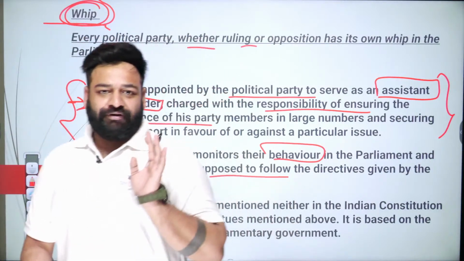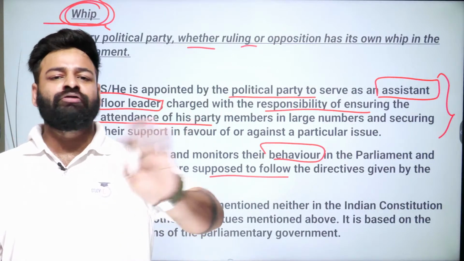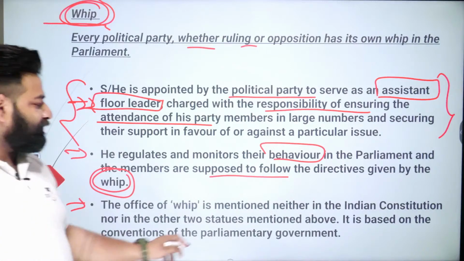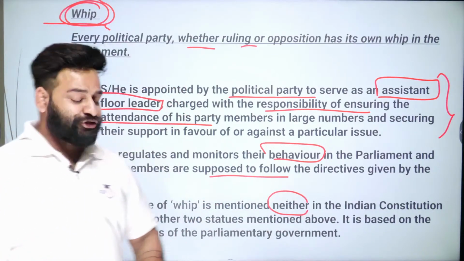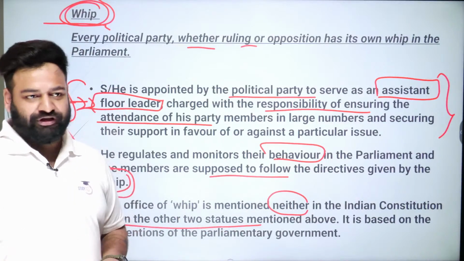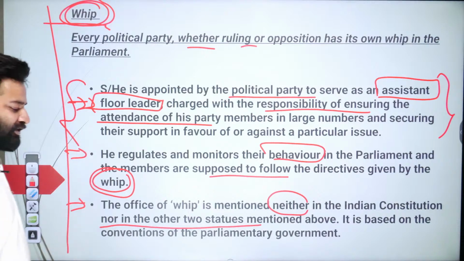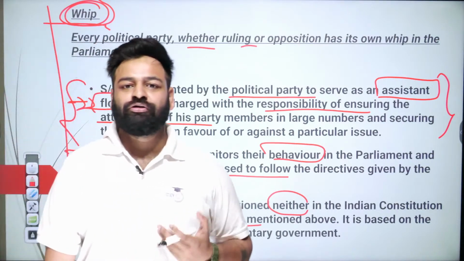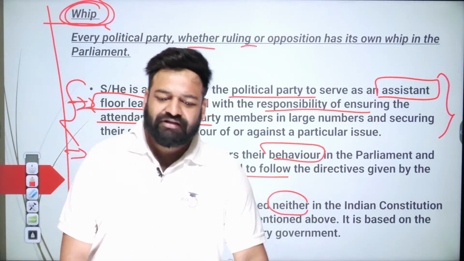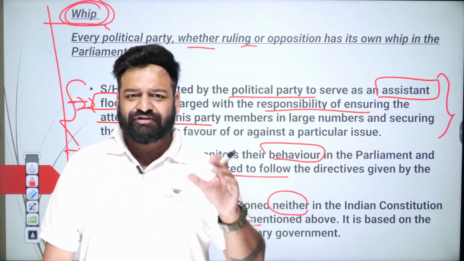Now the fact here, a very interesting fact: the office of whip is neither mentioned in the constitution, nor in the rule books, nowhere. Simply, as you can see here, the office of whip is neither mentioned in the constitution, nor in the statutes or rule books of the parliament. It is a conventional thing and has no existence related to any statute, law, enactment, constitutional provisions, nothing.